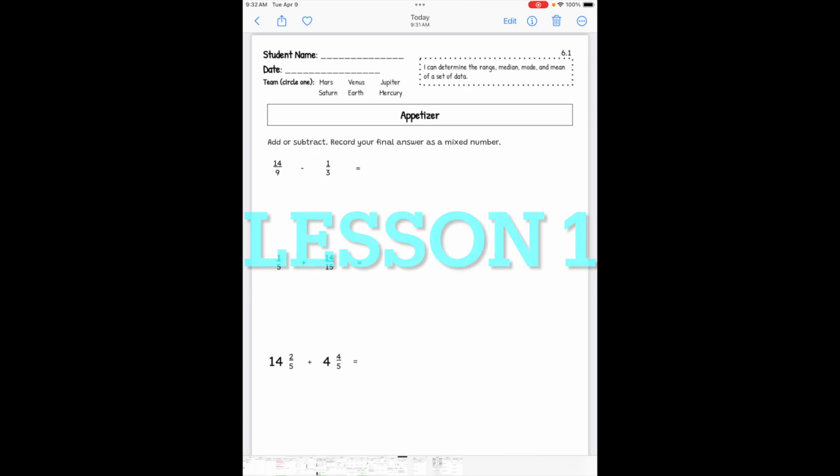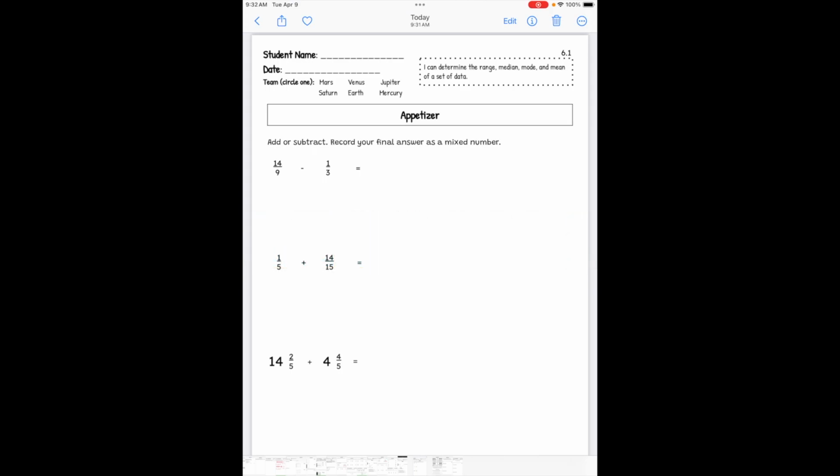Go ahead and complete the student name, date, circle your team name, and then for the appetizer, make sure you're remembering you cannot add or subtract fractions if they have uncommon denominators. So do what you got to do first, and then make sure that you're recording your final answer as a mixed number. Do not leave it improper if it is an improper fraction.